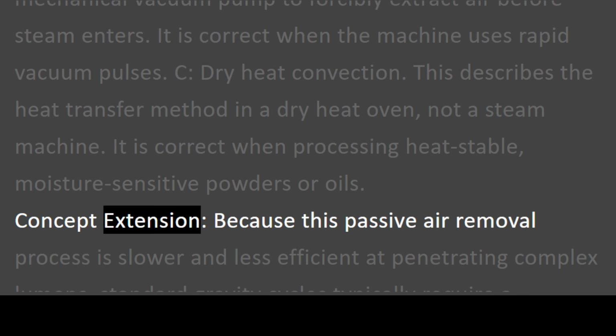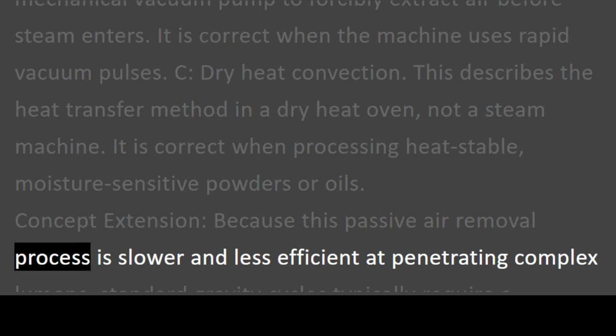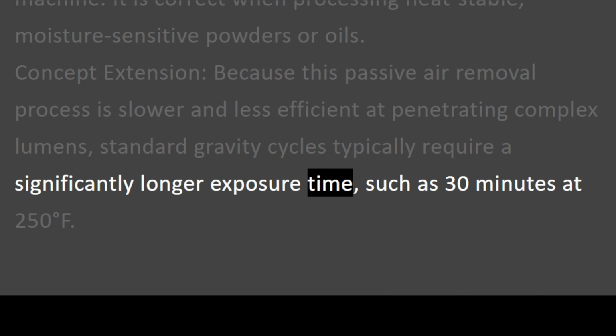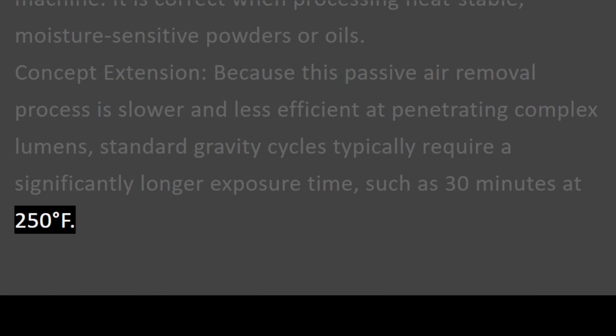Concept extension. Because this passive air removal process is slower and less efficient at penetrating complex lumens, standard gravity cycles typically require a significantly longer exposure time, such as 30 minutes at 250 degrees Fahrenheit.